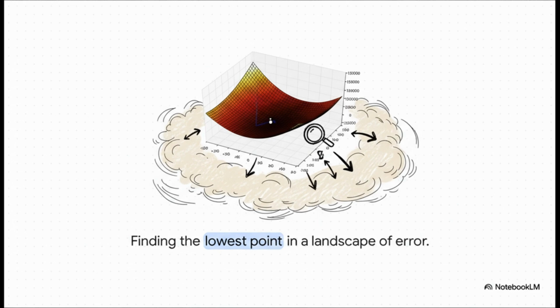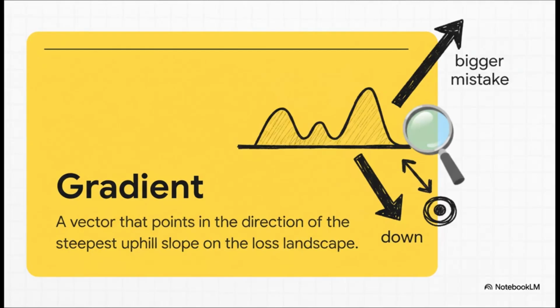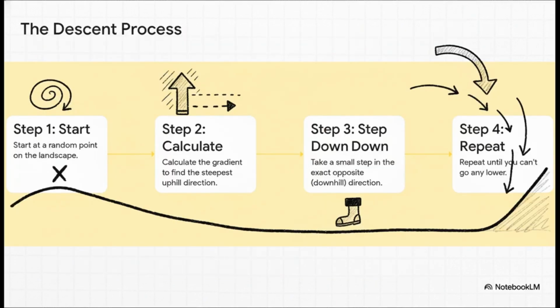But here's the tricky part. It's super foggy. You can't see the whole map. You can only feel the slope of the ground right where you're standing. So if you can only feel the ground beneath your feet, how in the world do you find your way down? Well, you use something called the gradient. It's actually a pretty simple idea. The gradient is just a little arrow that points in the direction of the steepest uphill slope. It literally points you towards making a bigger mistake. And that's the key, because if you know which way is up, you know that the exact opposite direction is down. And that little trick is the heart of the whole process.